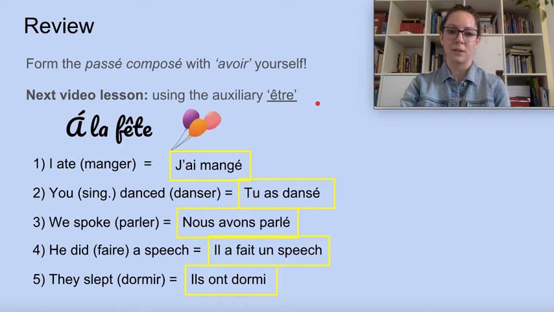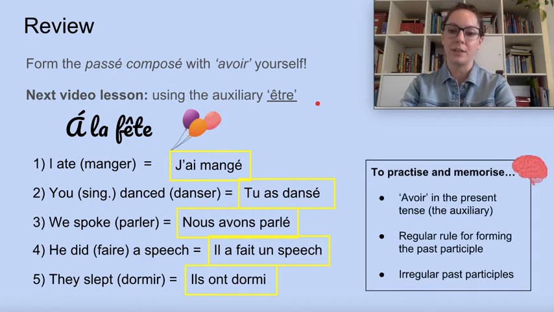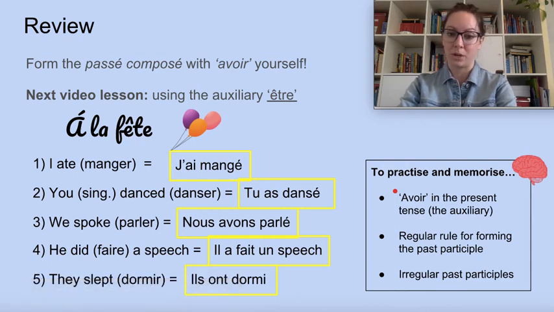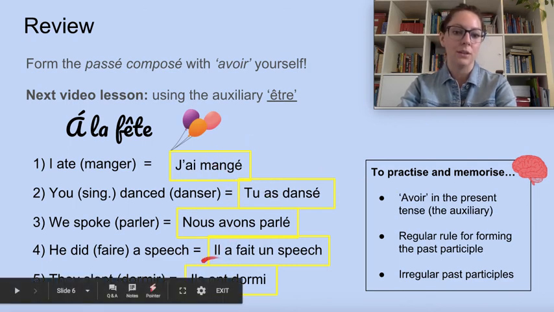3 parts. Now this is what I need you to do. You really need to practice and memorize these components. Firstly, you need to be able to conjugate avoir to go with the subject pronoun. So depending on who's doing the action, is it j'ai? Is it tu as? Is it nous avons? Is it il a? Is it ils ont? You need to know avoir off by heart, ready to go.